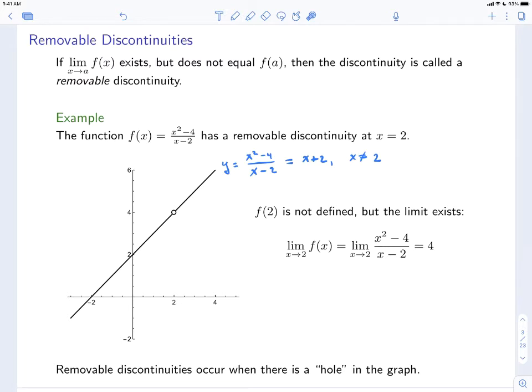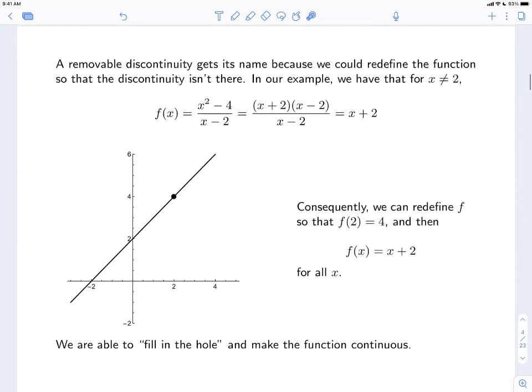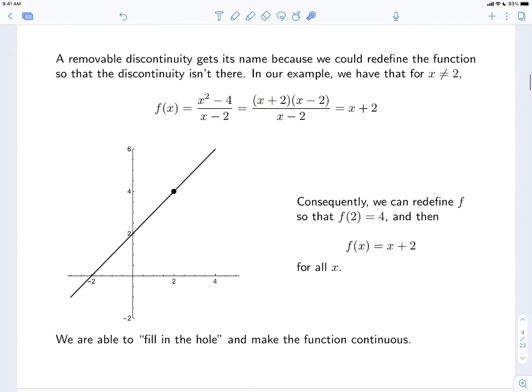We call it removable because, in some sense, we can fix it. In some sense, we can fill in the hole. So we already commented on the fact that f at x reduces to x plus 2. If we define f at 2 so that it equals 4, then we would fill in the gap, and we would have that f at x is equal to x plus 2 for all x. We're able to fill in the hole and make the function continuous. That's how this type of discontinuity gets its name. The discontinuity is removable in some way by redefining the function.